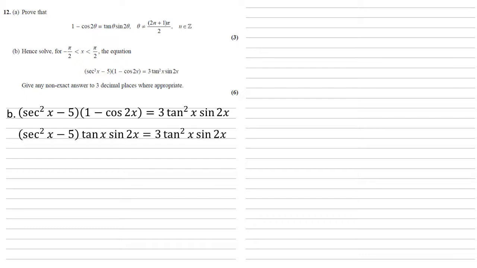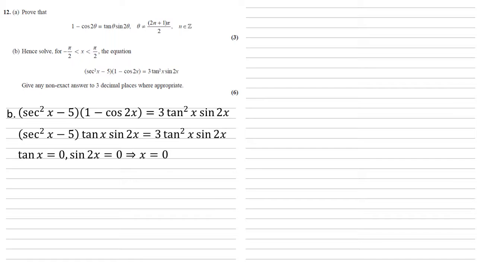So we'll replace that. We can now see that both sides are multiples of tan x and sine 2x. So if either of them are equal to 0, our equation will work. Setting them to 0 will both give us an answer of x equals 0. So there's our first answer.